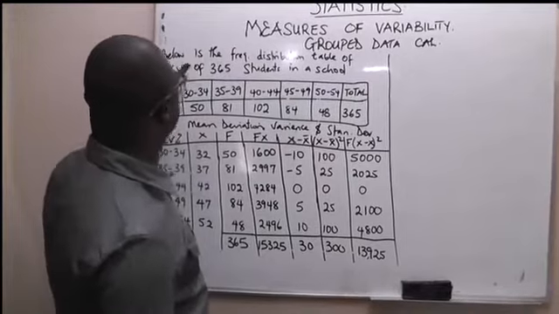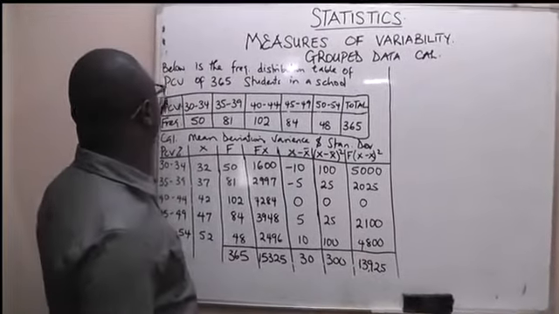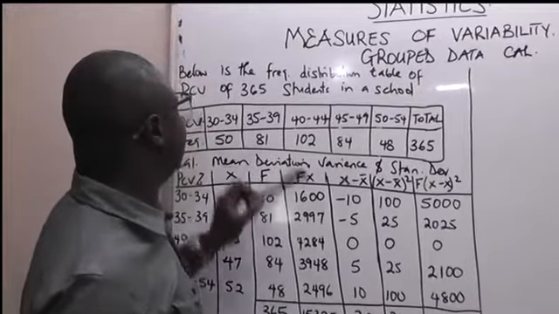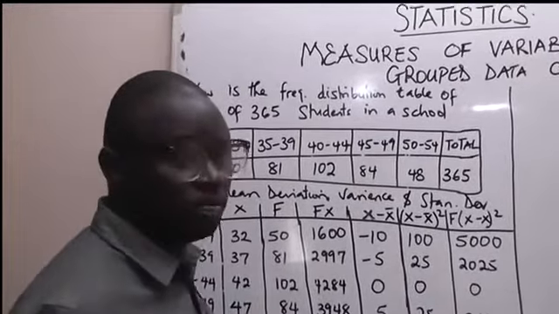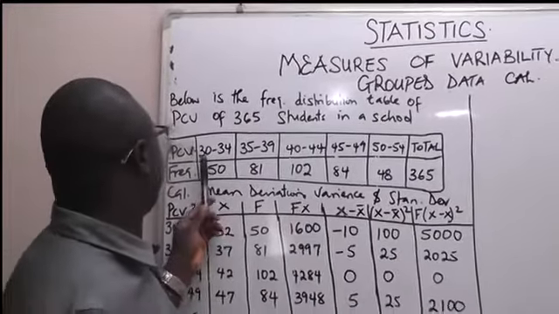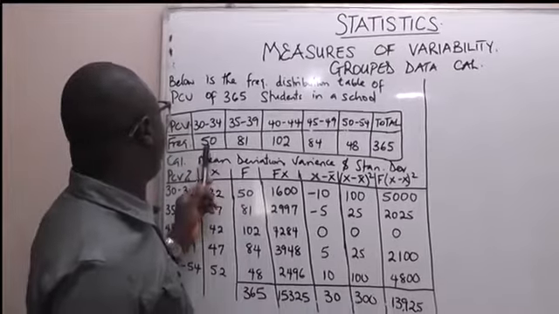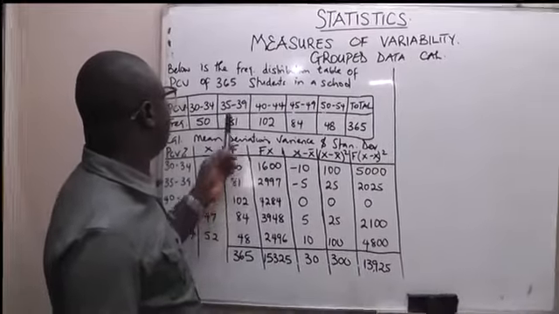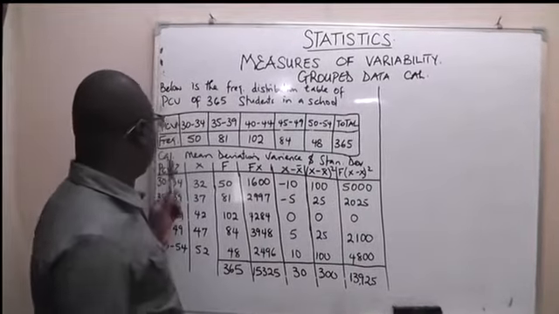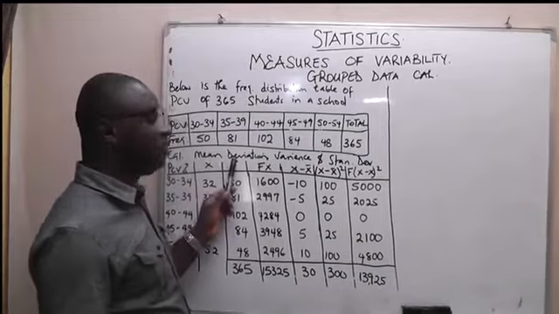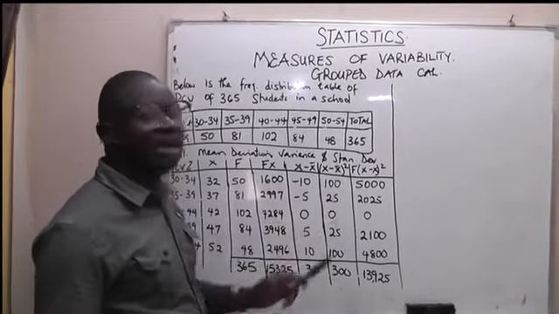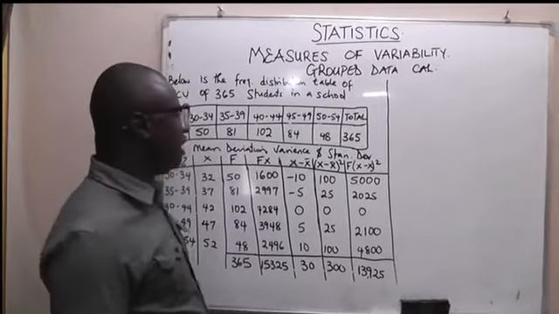They say below is the frequency distribution table of PCV, which is packed cell volume, of 365 students in a school. This is the PCV from 30 to 34, you have a frequency of 50, and so on like that. This is the total of all the frequency. Now we are asked to calculate the mean deviation, the variance, and the standard deviation.